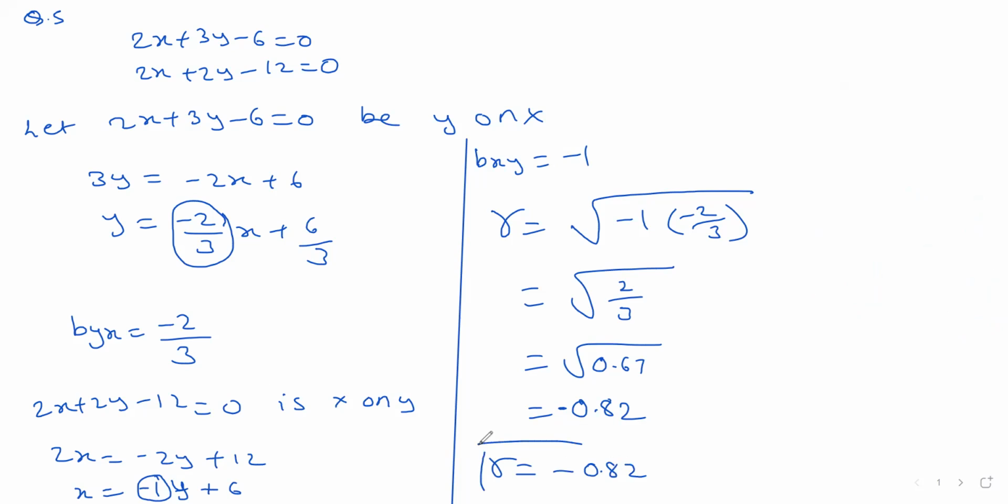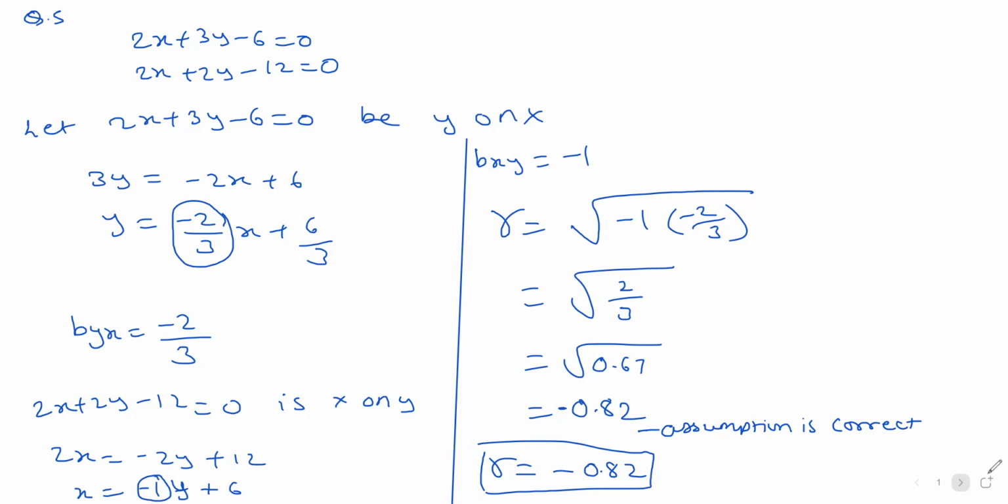-0.82. Okay, both are having the same sign. R is also in between -1 and +1, so it means our assumption is correct. Okay, our assumptions are correct. I will write here: assumption is correct and r is equal to 0.82.